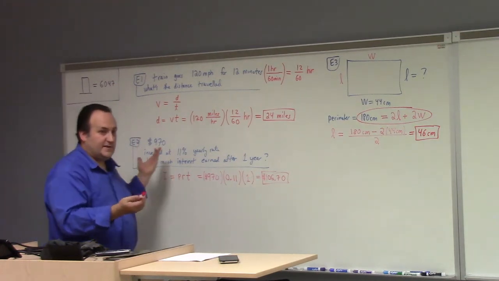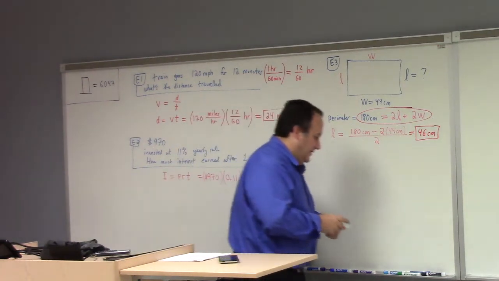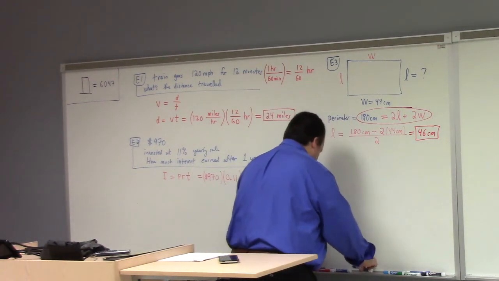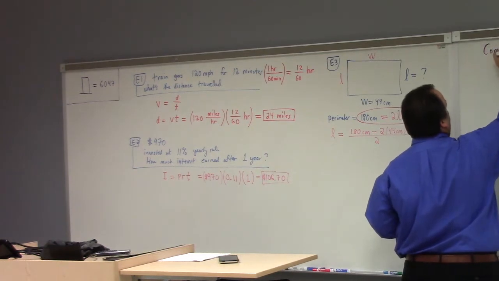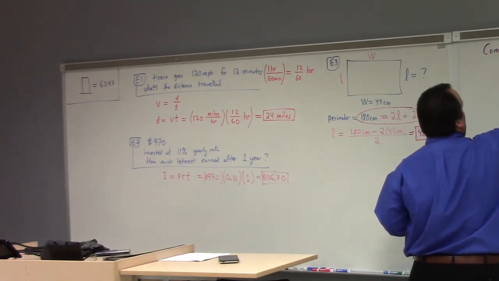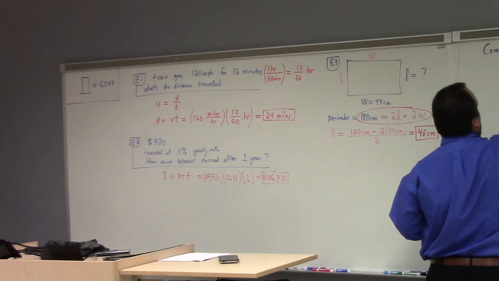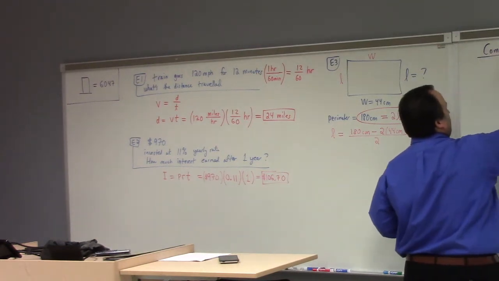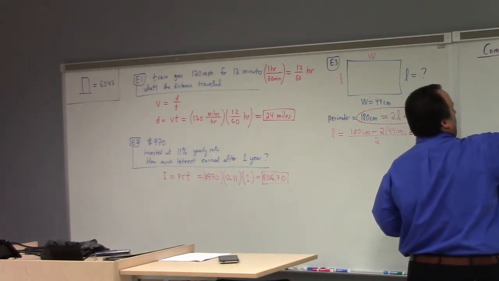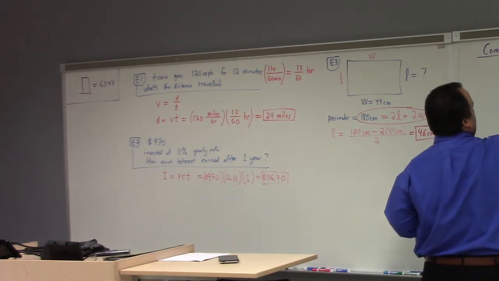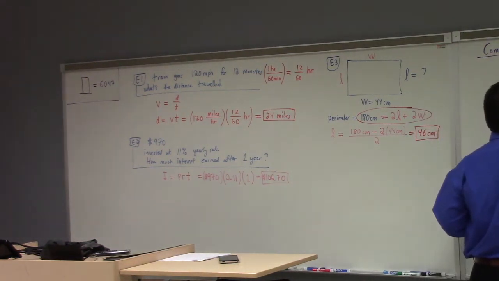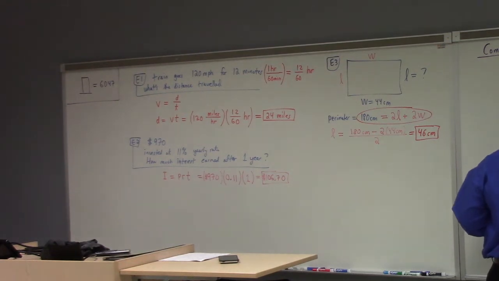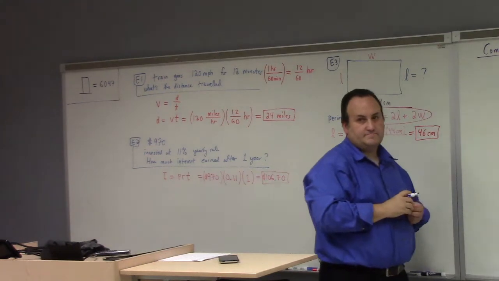Okay, so that's it for section 1.2. I will now move on and talk to you guys about complex numbers. So complex numbers have the form C equals A plus iB such that A and B are real numbers and i is the square root of minus 1, right?